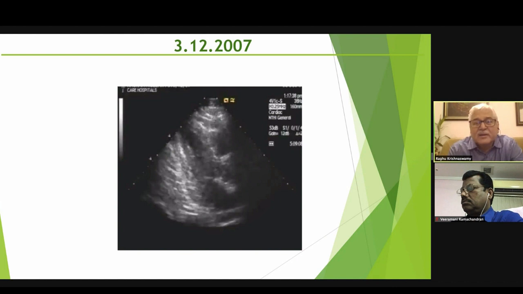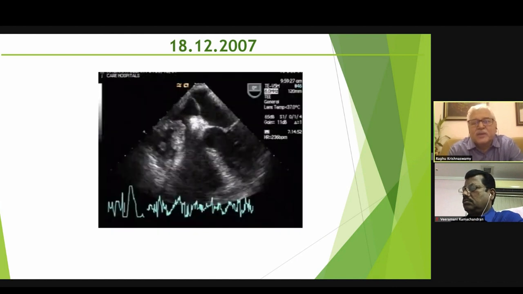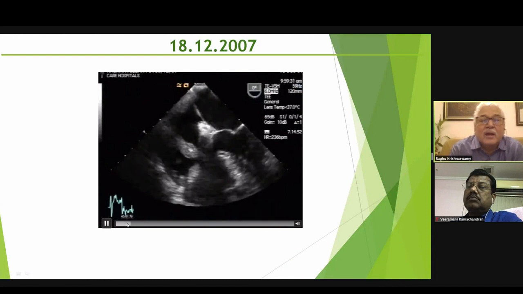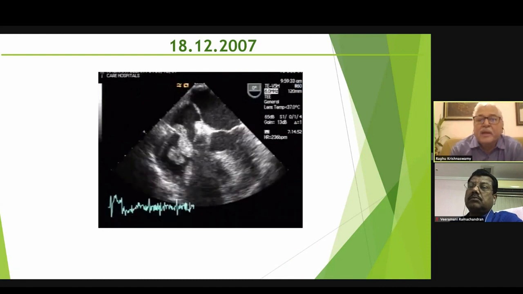Now, what happened subsequently was something very interesting. The clinician came and talked to me and said, Dr. Raghu, I know you've given a normal report, and I have great respect for your findings, but I feel strongly that we should do a TEE. He was so persistent that I could not say no, and till today I'm very grateful to him for compelling me, because when we did a TEE, this is what we saw.